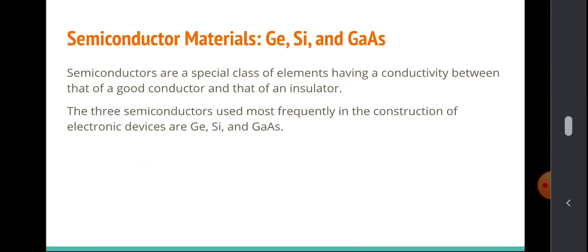Okay, there are three materials that are used in making a semiconductor: germanium, Ge, silicon, Si, and gallium arsenide, or GaAs.